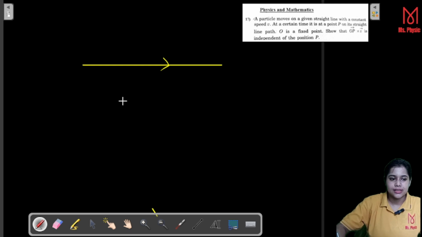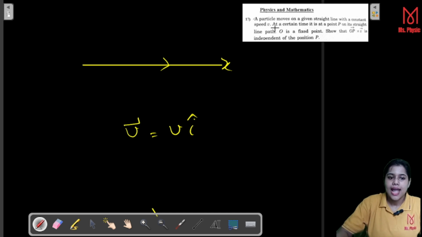With speed v. That means if this is your x-axis, then we can write v is equal to v i cap. Okay. At a certain time, it is at a point P. So suppose this is the point, I am using another color. This is the point P. Okay. Now O is a fixed point. That means O is here. Okay. O is a fixed point.